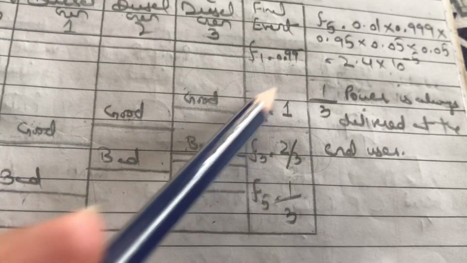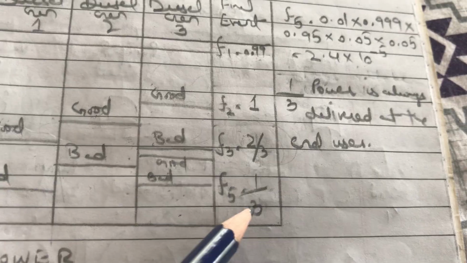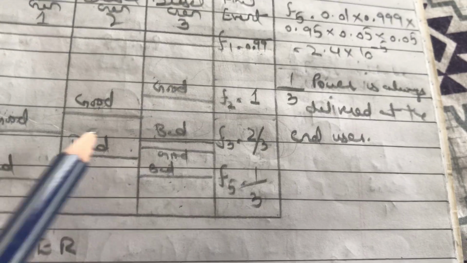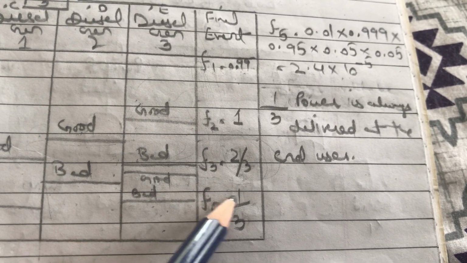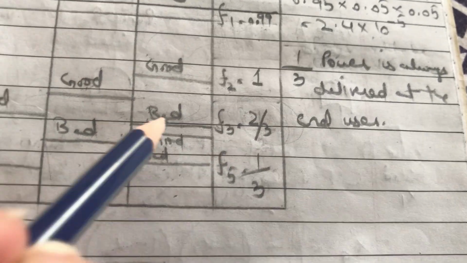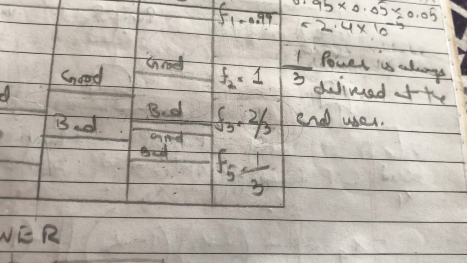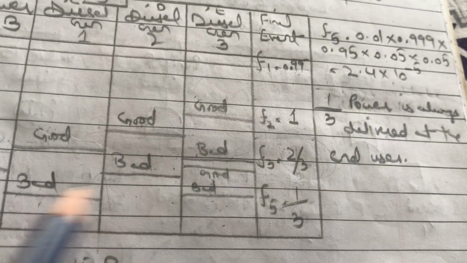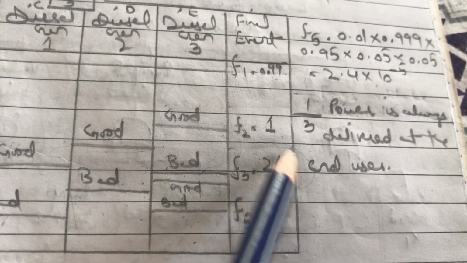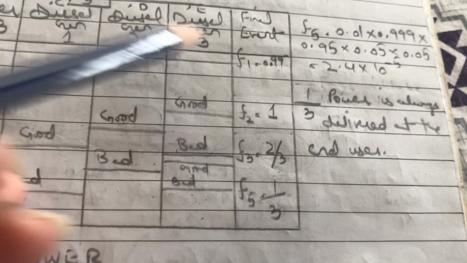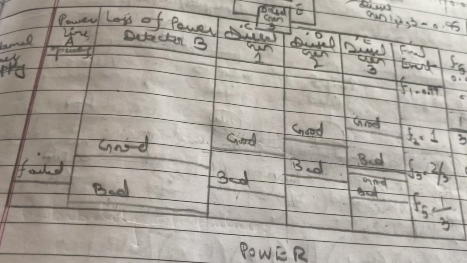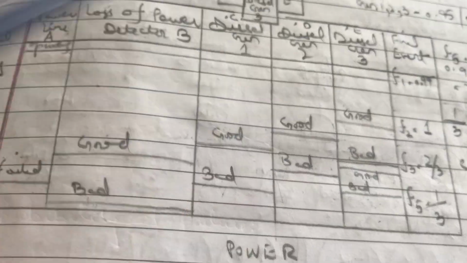So how can we write this final event? We can write it in the form of a fraction. Overall we have 3 generators, so 3 is the total number of generators, and in the numerator we have the ones that are in the working condition. For F5 we have only 1 in the working condition, and for F3 we have 2 in the working condition. So this is the way of writing our final events. Okay, got it? Till here it's okay. I think everything is clear for this table.